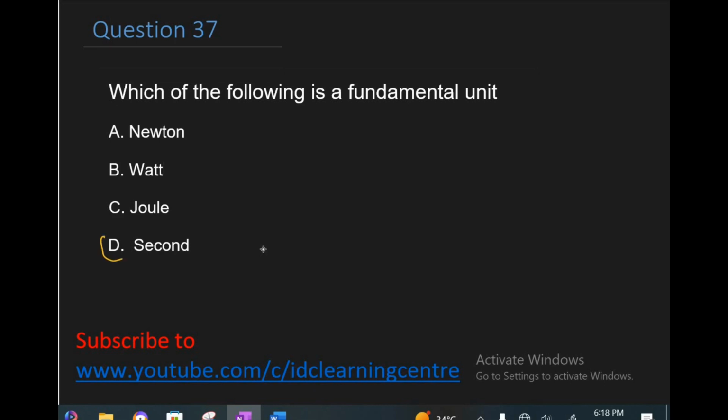Second. So we have two types of units. We have the fundamental units, and we have the derived units. The fundamental units are also called independent units. They're the units that form other units. The derived is the opposite. Derived units are gotten from fundamental units. So second, time, is a fundamental unit. We have other ones such as length, such as mass, etc. The remaining ones here are derived units. Newton is for force, Watt is for power, joules is for energy or work. Right, so the correct answer is D.